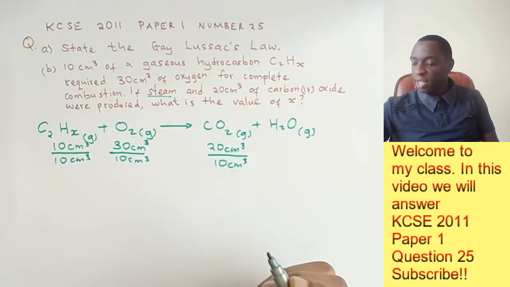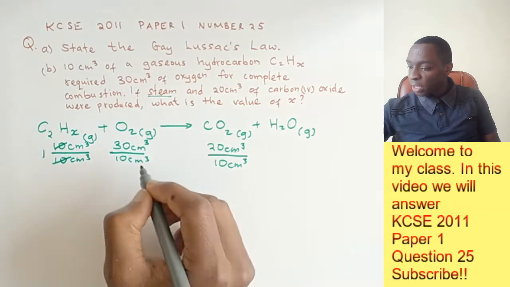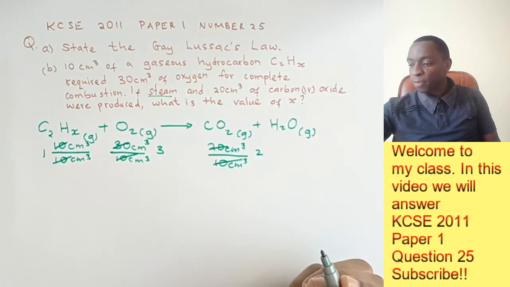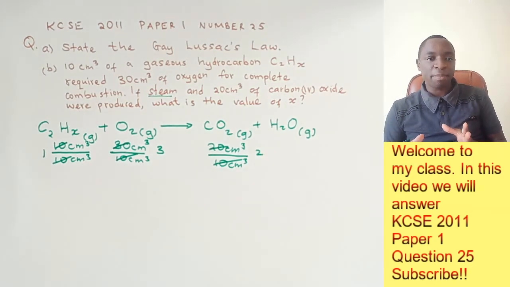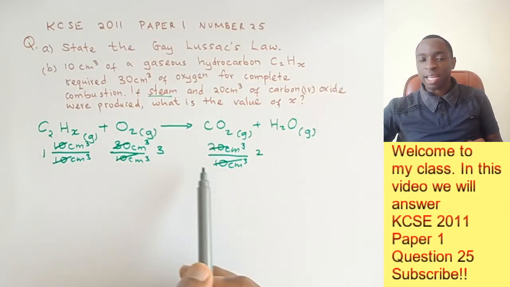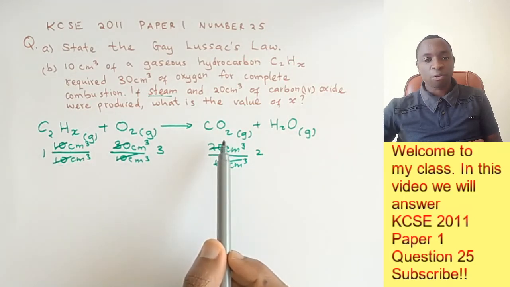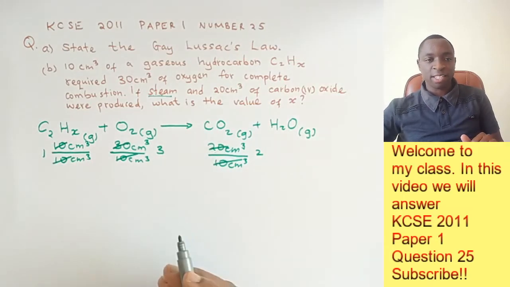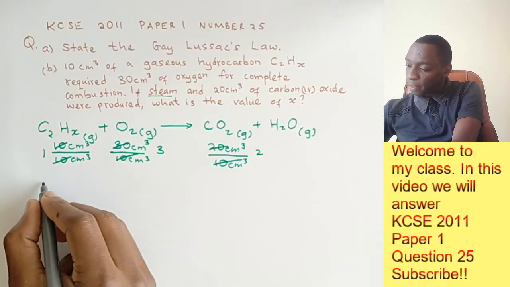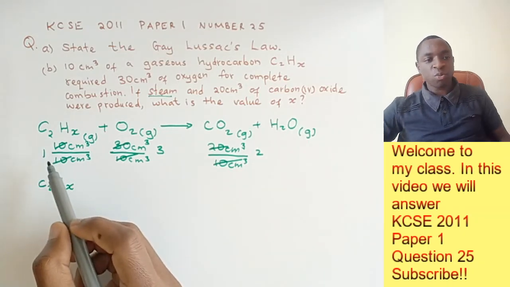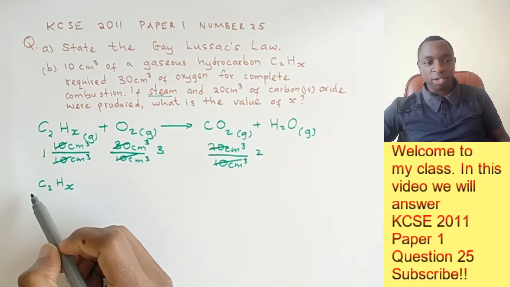Once you do that, this one is going to give you a 1, this one is going to give you a 3, and this one is going to give you a 2. So that means the balancing numbers or the coefficients for balancing this equation are 1, 3, and 2 for the gaseous hydrocarbon, for oxygen, and for carbon dioxide. So I'm going to rewrite this equation now with the coefficients for balancing. Now, if the coefficient is 1, we don't usually write 1 before it, we just leave it.